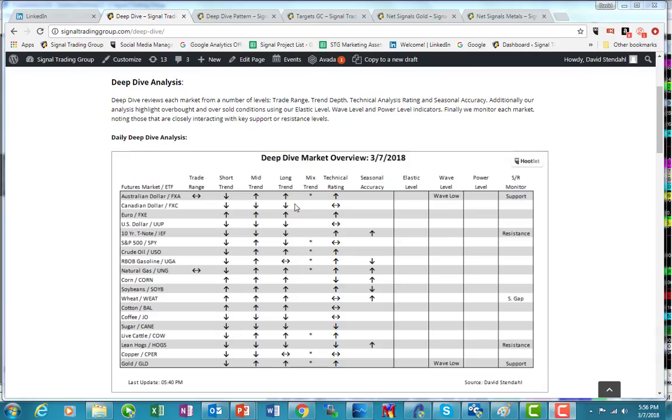Hey, it's David Stendhal with tonight's Deep Dive. It is March 7th, 2018. I thought I'd take a look at gold, the ETF being GLD. Got a mixed bag here on the trends. You can see that the shorter-term trends are to the downside, and intermediate and longer term are to the upside. We've got a positive technical rating despite the fact that the market sold off a little bit. But we actually triggered today a wave low, and we have some support to the market.